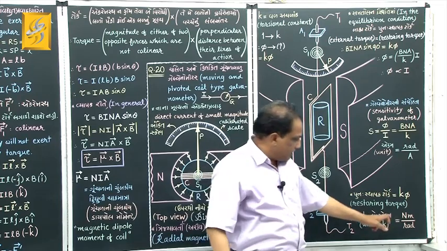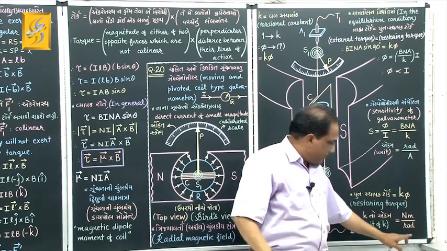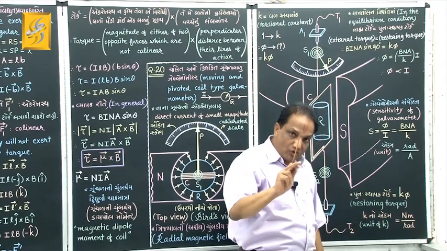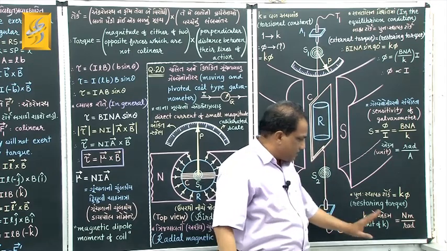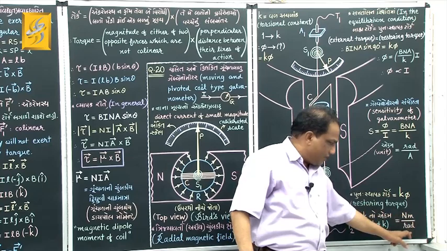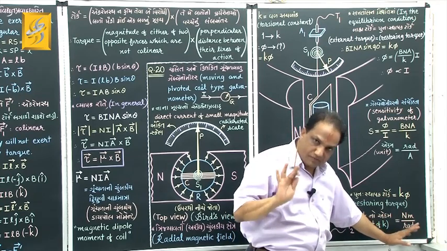What is the SI unit of torque? It is Newton into meter. For angle, it is radian, correct? So remember, for torsional constant, its SI unit is Newton into meter upon radian. Got it? Fine.